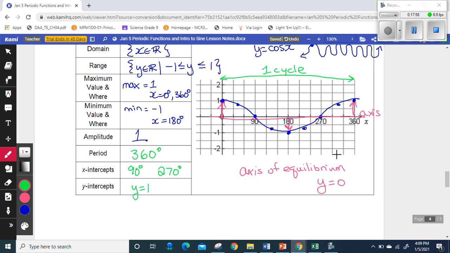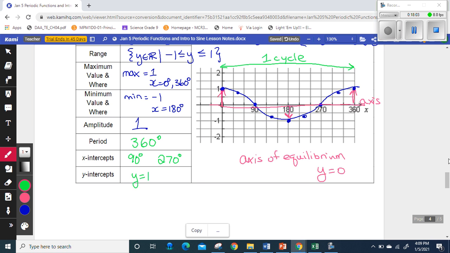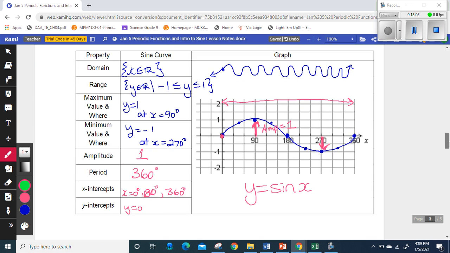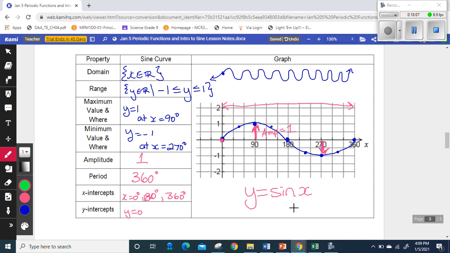So there's my cosine curve. And let's rewind. There was my sine curve. And let's just write down that y equals 0 is the axis of equilibrium. That's such a long word. Okay, so that's that middle line that goes down the middle here. And that's going to be important when we go to translate it up and down.